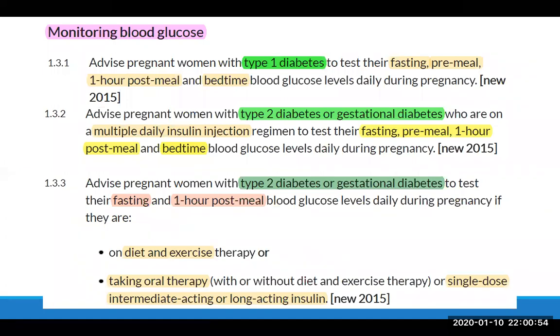How to monitor the blood glucose during the pregnancy? This is very important because it has a lot of numbers. For type 1 diabetes, during the pregnancy, we must check blood sugar: fasting, pre-meal, 1 hour post-meal, and at bedtime. Fasting, pre-meal, 1 hour post-meal, and at bedtime, 7 times every day. Advise a pregnant woman with type 2 diabetes or gestational diabetes or type 2 on multiple daily dose insulin to check the fasting, pre-meal, 1 hour, and at bedtime, the same.